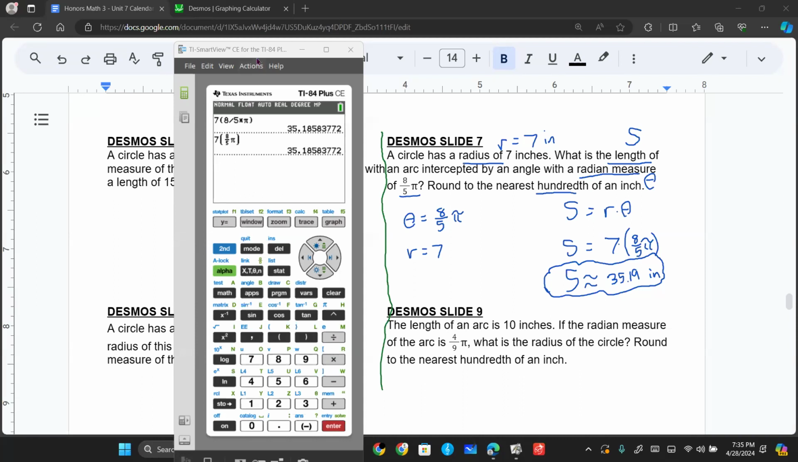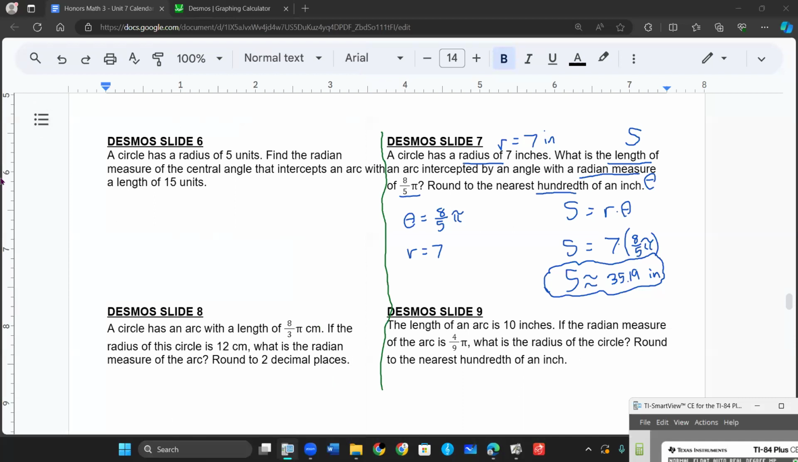See if you can try these last 2 problems. If you want to pause the video, unpause it, and you can check it with me.